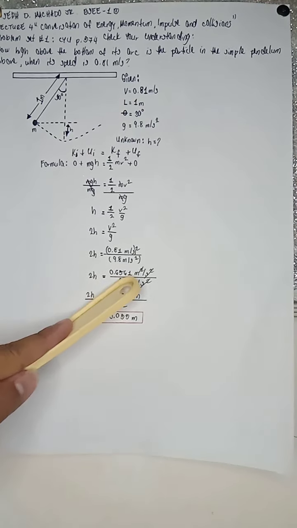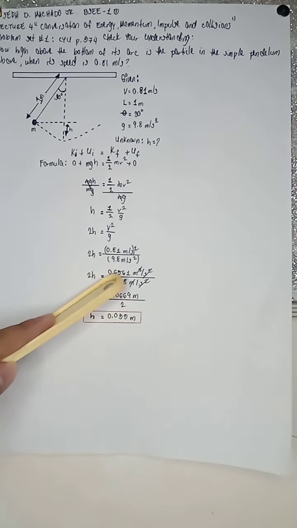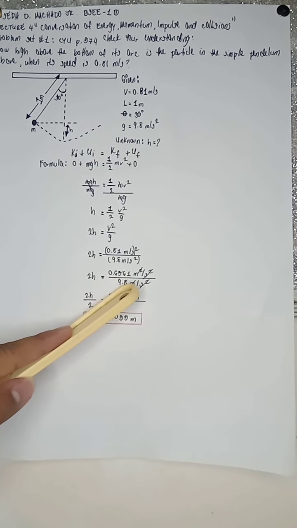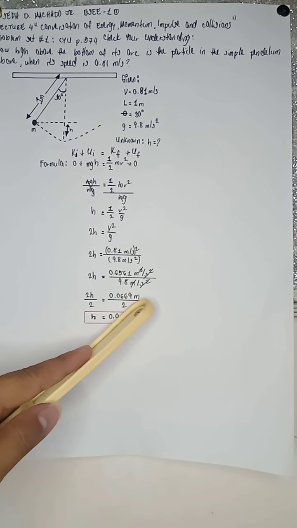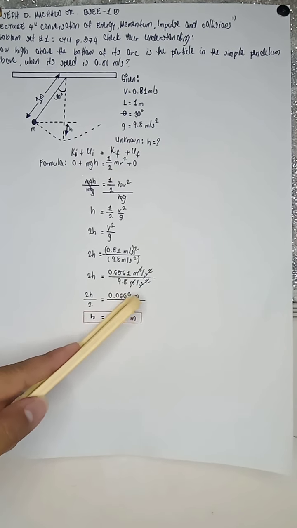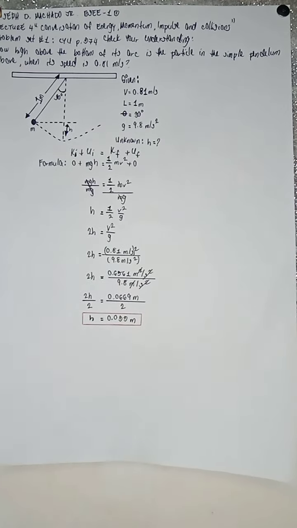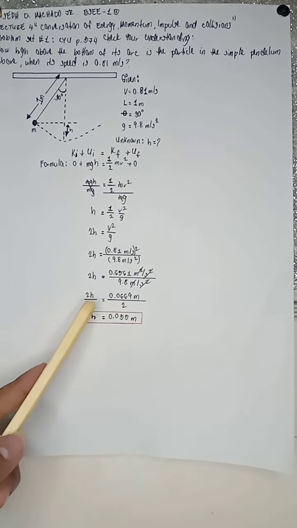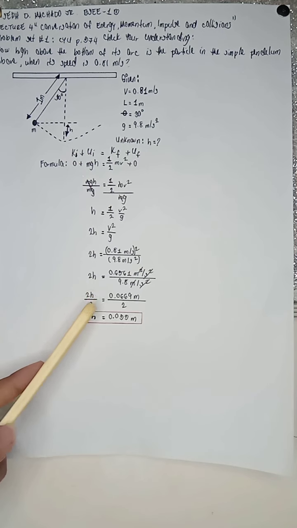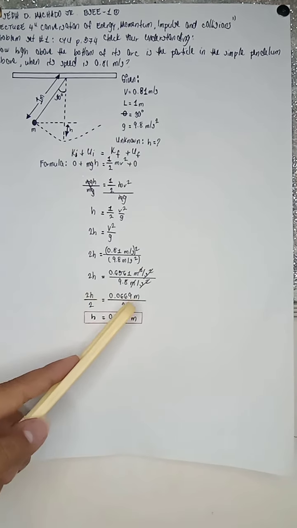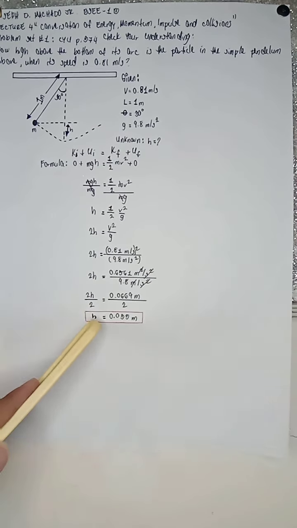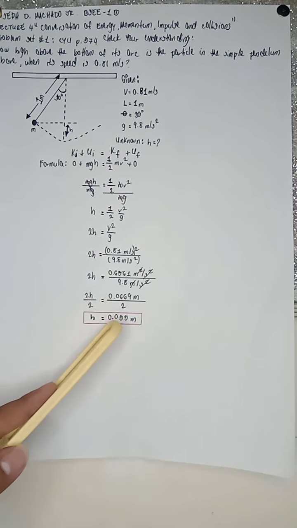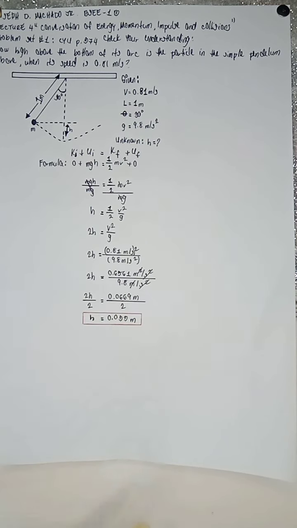Then we are going to compute this 0.6561 over 9.8. So the answer is 0.0669 m over 2. So 2h over 2, copy, then cancel out 2, so what remains is h. So the answer is 0.033 m. It is correct according to the answer key in the book.